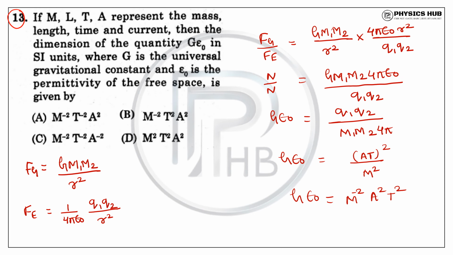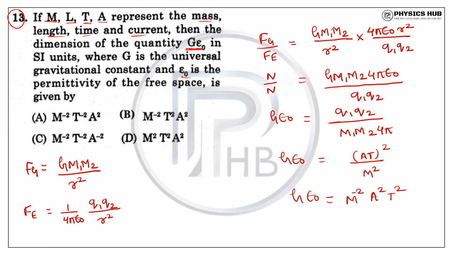Next question. If M, L, T, A represent the mass, length, time and current, then the dimensions of the quantity G epsilon in SI units, where G is the universal gravitational constant and epsilon is the permittivity of free space, is given by. So here we have to find the dimension of the quantity G epsilon.